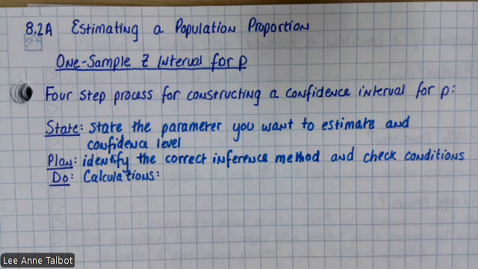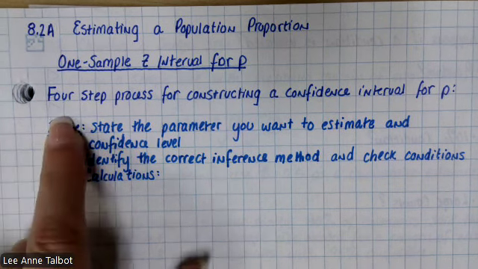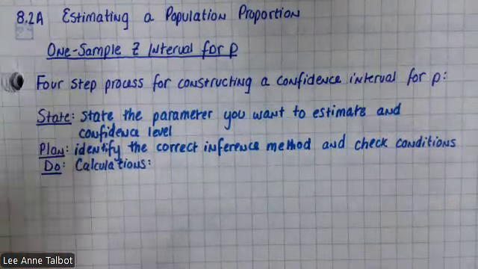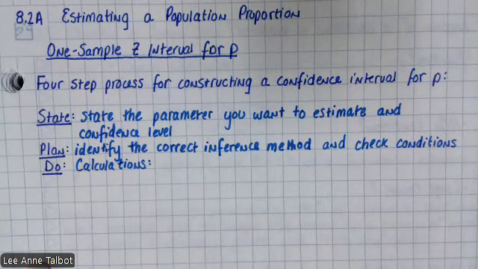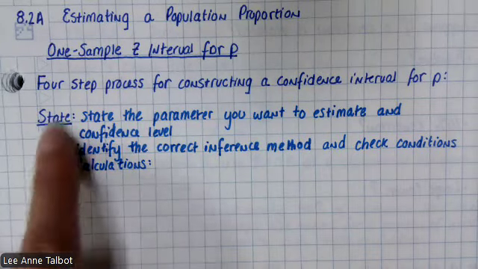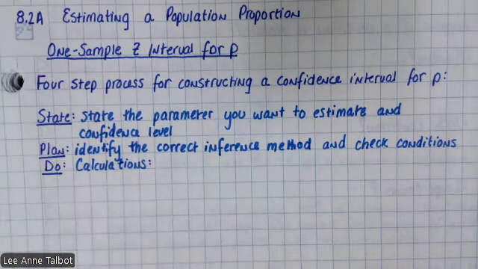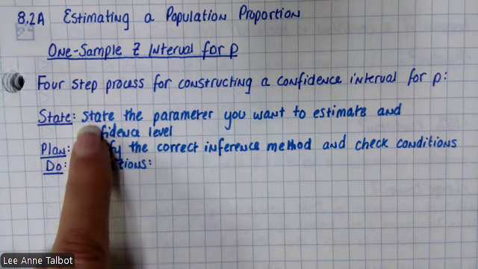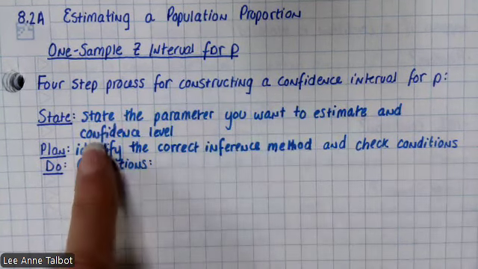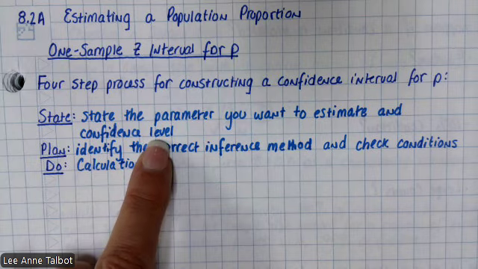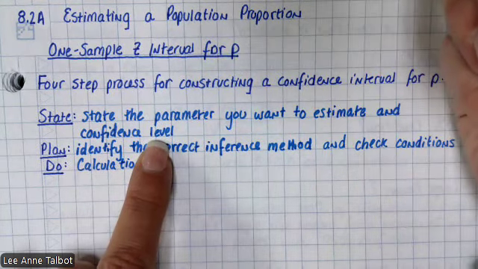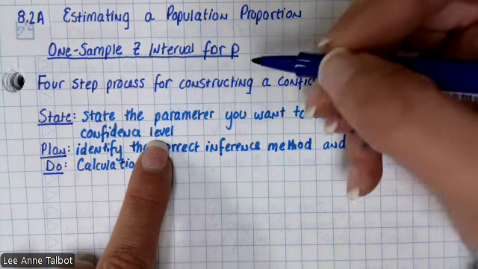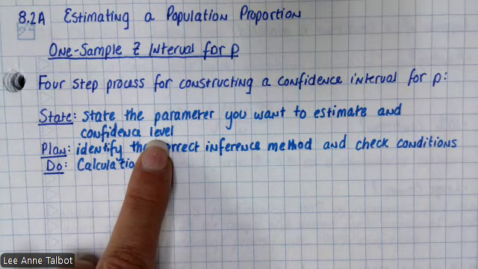But anyway, when you do an FRQ, you need to have four things. The book gives us this little outline to help us remember the four things. You need to do state, plan, do, and then conclude down here. The state is: state the parameter you want to estimate and the confidence level. In this case, we're just going to talk about P. So I would state what I want P to be in context and the confidence level.